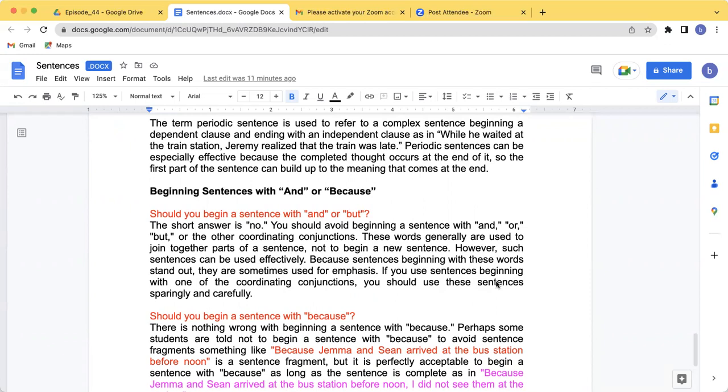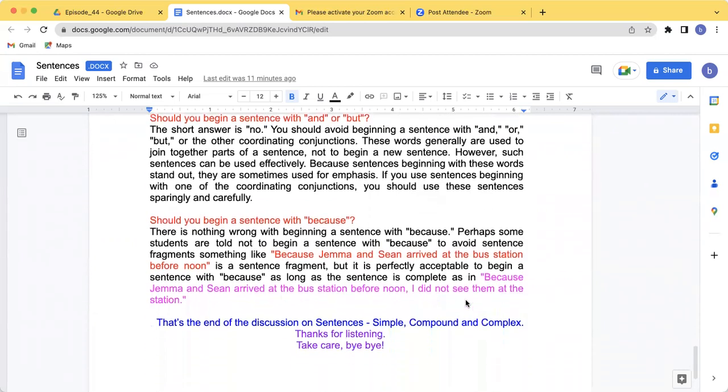However, such sentences can be used effectively because sentences beginning with these words stand out. They are sometimes used for emphasizing. If you use sentences beginning with one of the coordinating conjunctions, you should use these sentences sparingly and carefully.